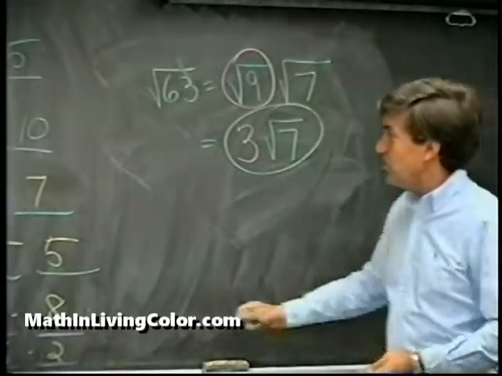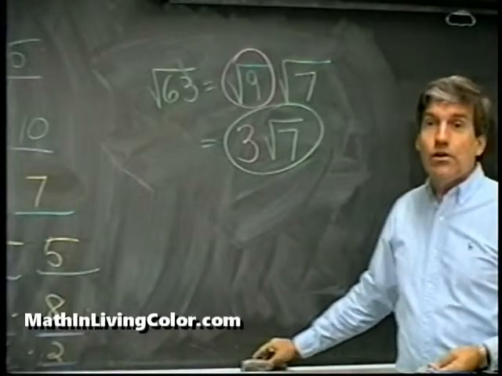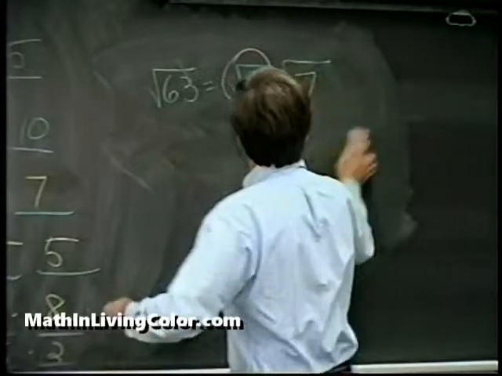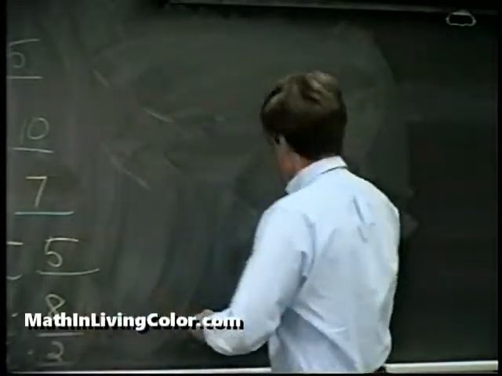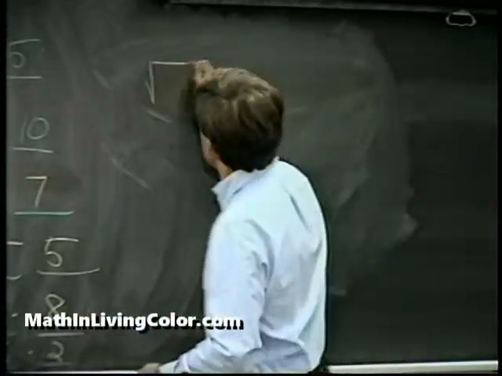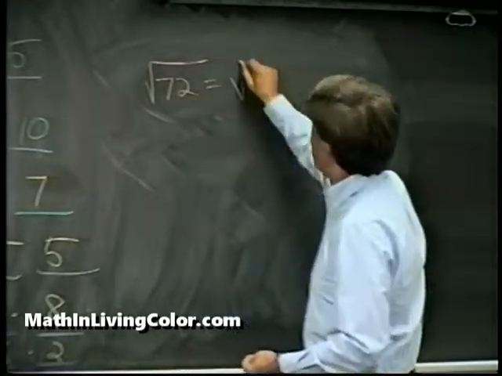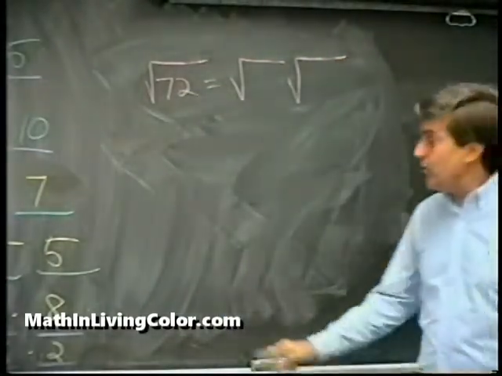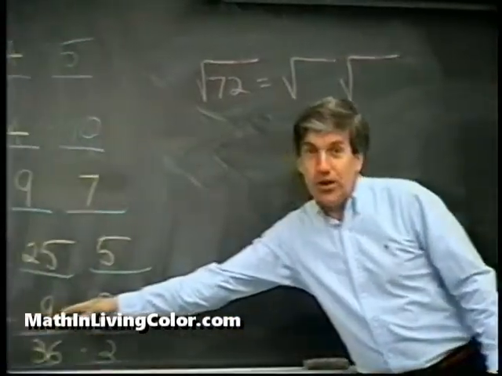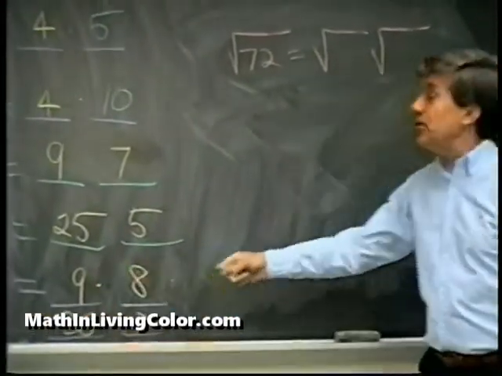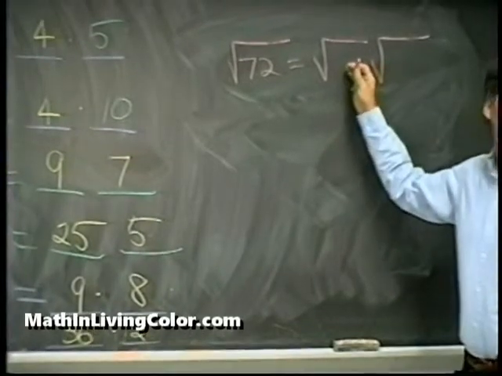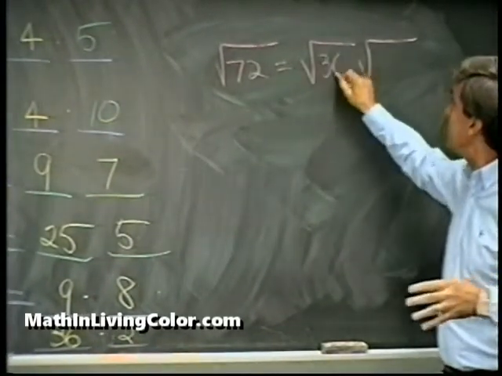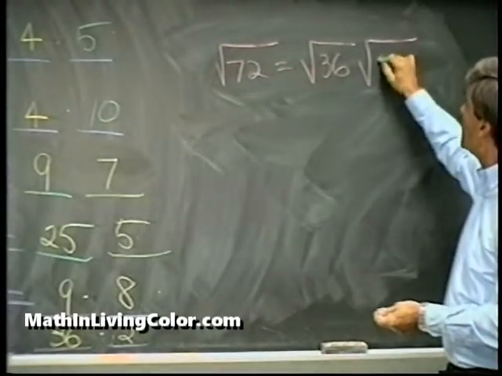Let's do the square root of 72. Now, that's going to have two different answers, isn't it? Depending upon which way you decide to break it down. What's the perfect square number that I said would be the best number to use? The largest one, which would be what? 36 times the square root of 2.